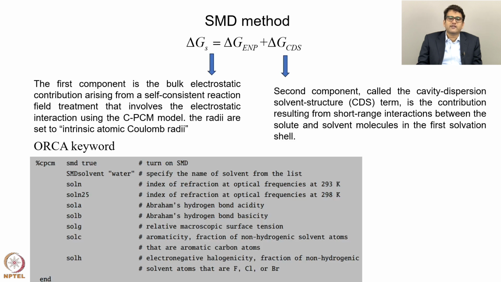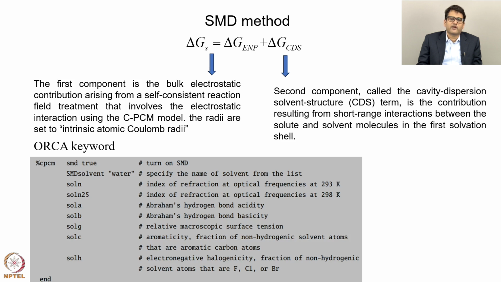So, the first component is the bulk electrostatic contribution arising from the self-consistent reaction field treatment that involves the electrostatic interaction using the CPCM model. Only the radii are set to intrinsic atomic Coulomb radii, and the second component is called the cavity dispersion solvent structure. This is the contribution resulting from the short range interaction between the solute and solvent molecules in the first solvation shell. So, these interactions are not included explicitly, but they are parameterized in such a way that this effect automatically comes. So, these are the parameters in ORCA if you want to get the SMD method.